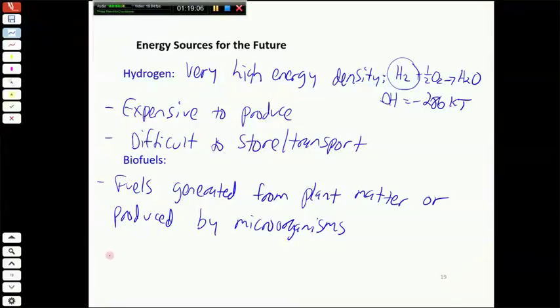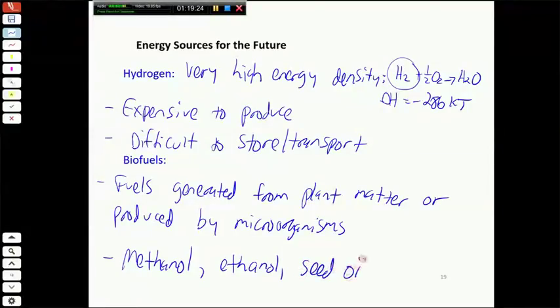Some examples of biofuels that are currently being evaluated are methanol and ethanol. Ethanol is already used as an additive in a lot of gasoline. I think most gasoline you get these days is about 10% ethanol. And you can use biological organisms to make this. Another one is called seed oil, which is a plant material that also has a lot of energy content.